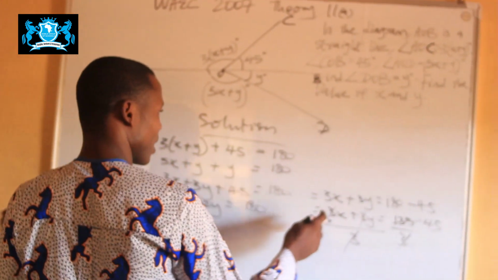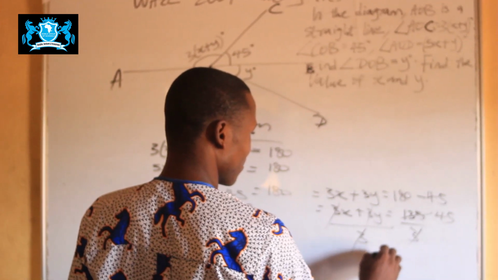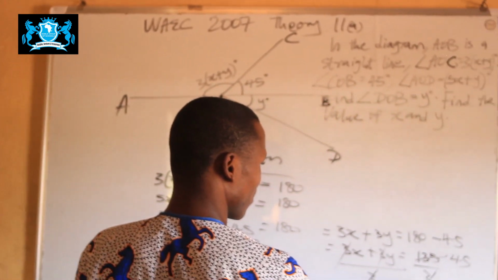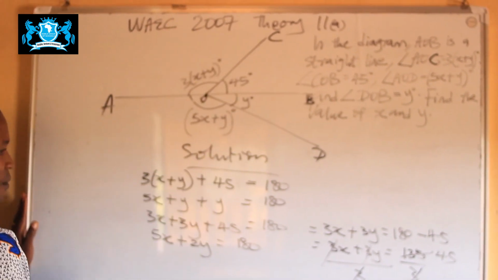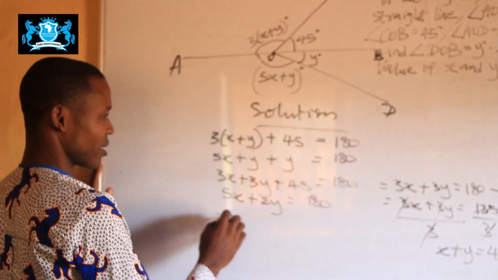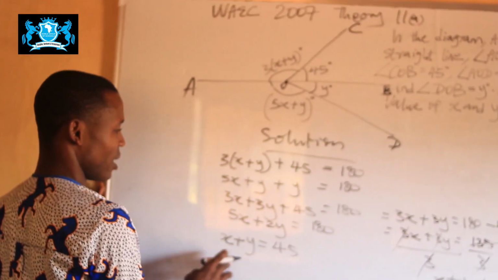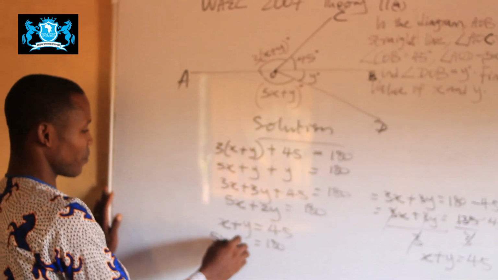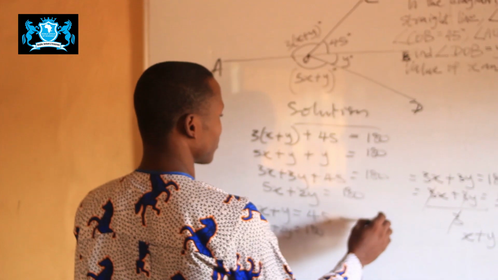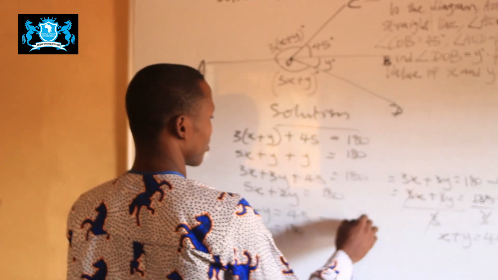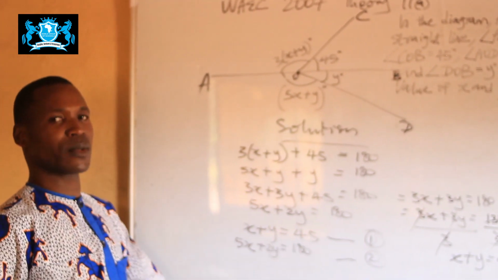So we now have, in the upper part, we are breaking it down to x plus y equals to 45. In the lower part, we have 5x plus 2y equals to 180 degrees. So we can call this equation 1, and we can call this equation 2. What do we do? Let us use the substitution method.